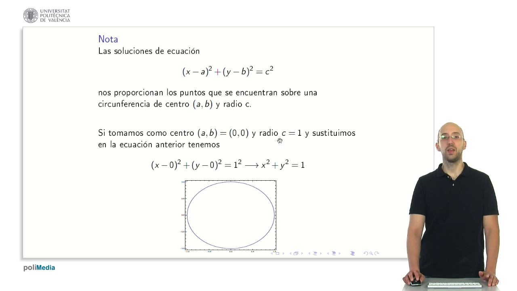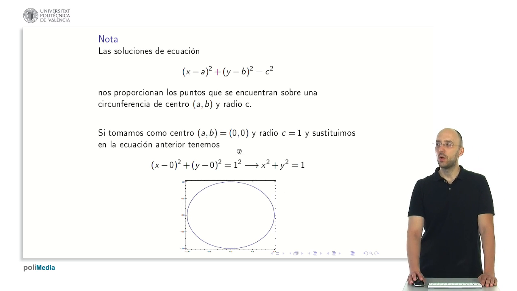And if we take the radius C equals 1, then the equation that we obtain by substituting the A, B, and C by the values that we have taken is this here. X squared plus y squared is equal to 1. And this is its graphical representation. Sorry for the representation because it looks more like an ellipse than a circumference. But actually, this is a circumference with center 0, 0, and radius 1. This equation here, in reality, is a circumference of center 0, 0, and radius 1.